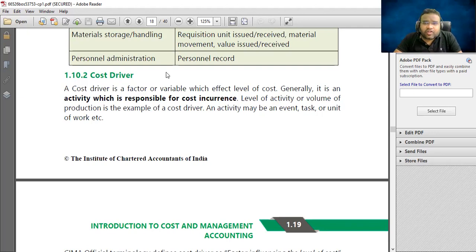Now, if I place more purchase orders, for example, one purchase order costs me 100. If I place 10 purchase orders, what would be the cost? Proportionately 1000. If I place 100, 10,000. If I place only 5 orders, 500. If I place only 2 orders, 200. If I place 10 orders, 1000. So it is an activity which is responsible for cost increase.